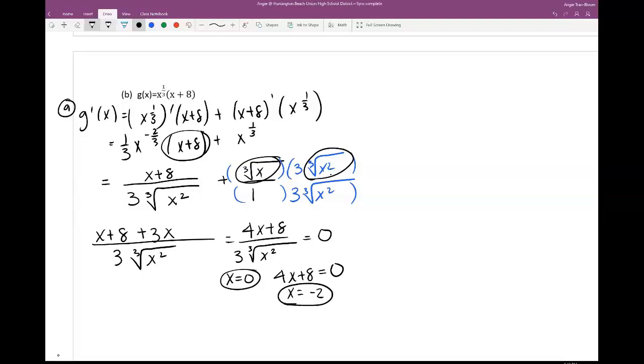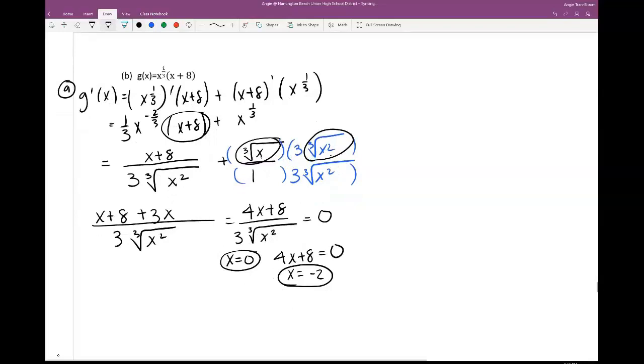So I'm going to now plug it into my calculator and find what? Minimum, maximum? Okay. So here we go. Let's do this thing.